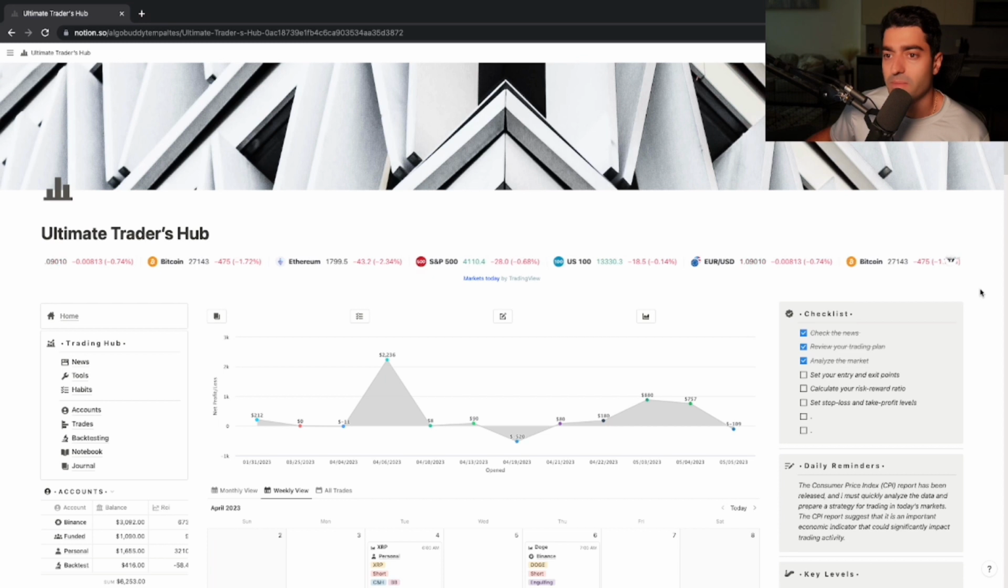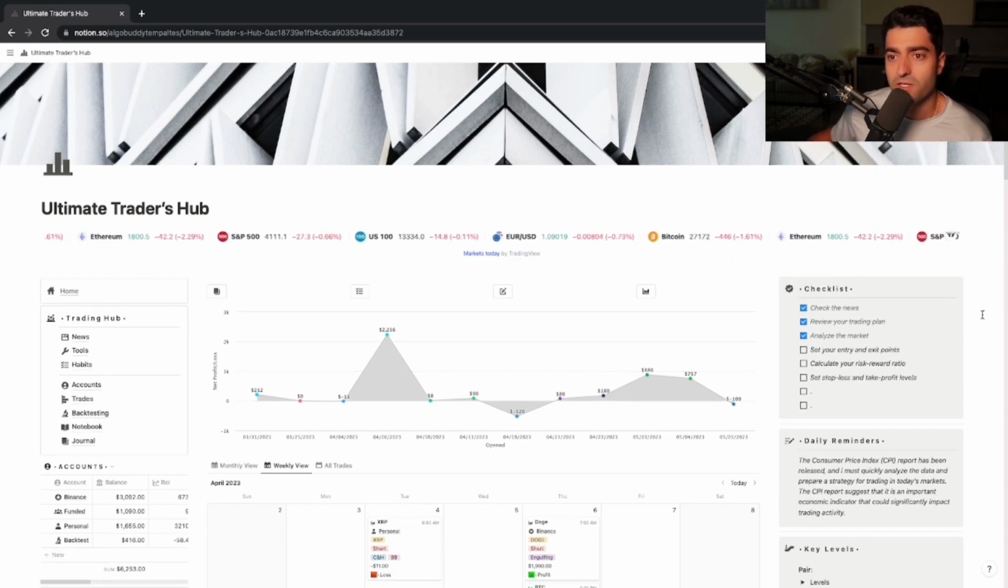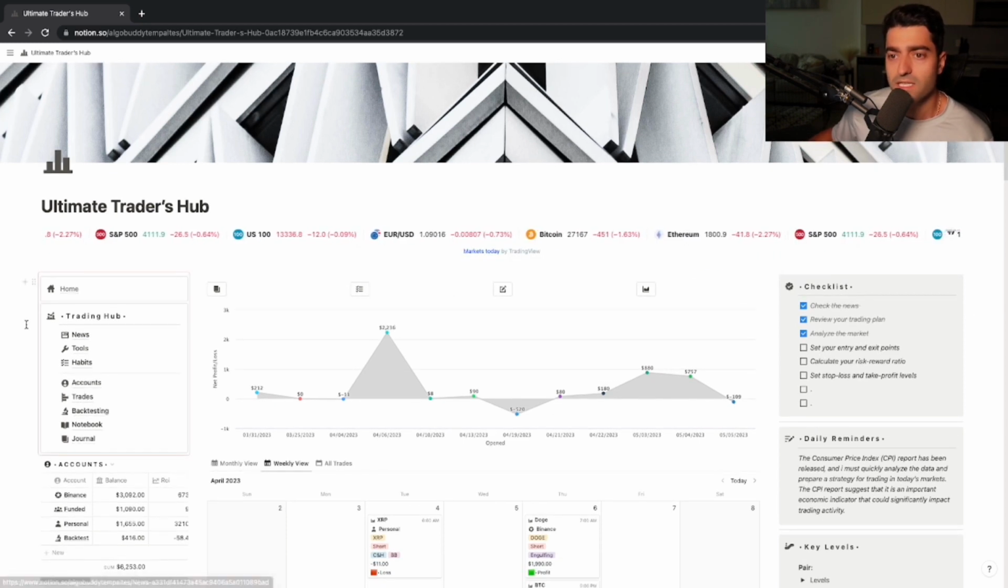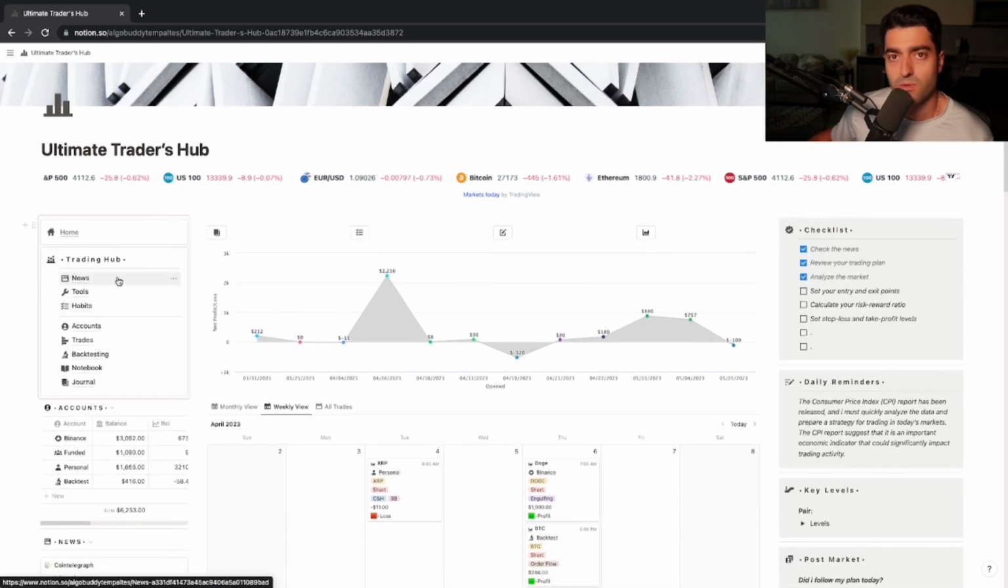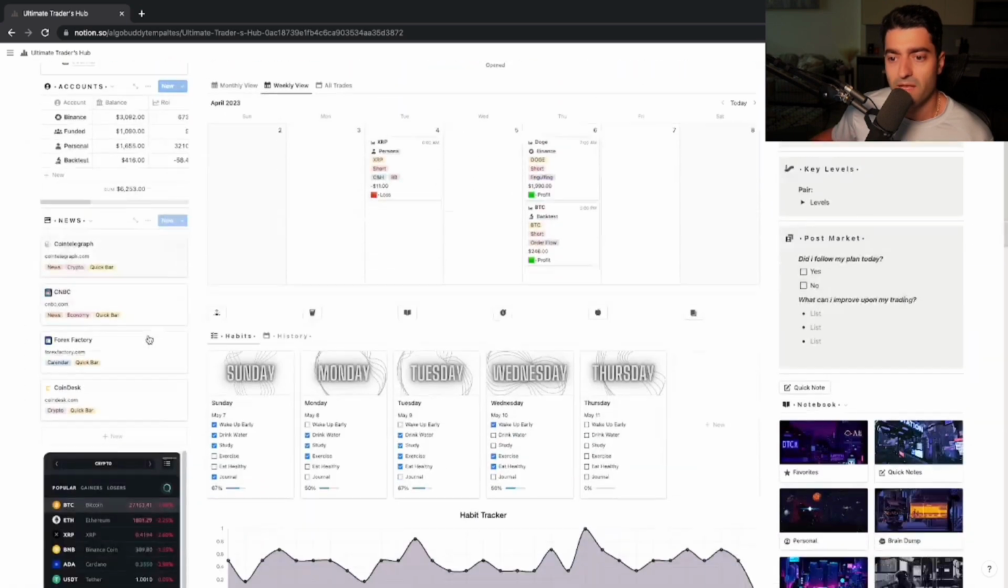After purchase, you're going to be delivered a Notion link. And once you click that link, you're going to be asked to duplicate this Notion template to your Notion account. Now, this is the homepage for the Ultimate Traders Hub. This left side is going to be your main navigation hub. It's going to have the links to all of the important tabs here, your account balance, news feed.